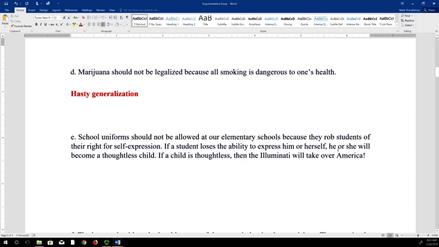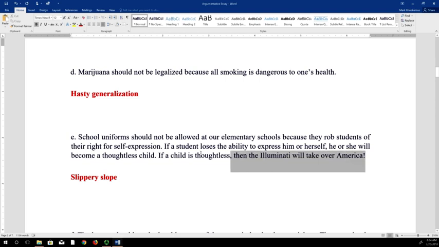Good. And then school uniforms should not be allowed in our elementary schools because they rob students of their right for self-expression. If a student loses the ability to express him or herself, he or she will become a thoughtless child. If a child is thoughtless, then the Illuminati will take over America. What happened here? We started off with a reasonable supposition, and then we slipped down the slope to the Illuminati taking over America. Now, the Illuminati might have taken over America, but school uniforms have nothing to do with that.